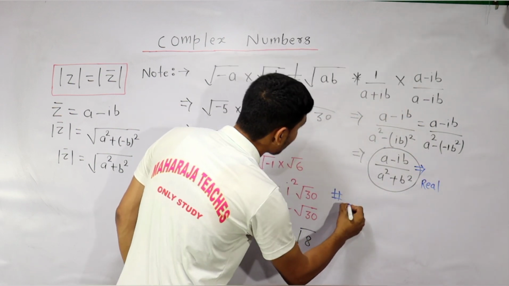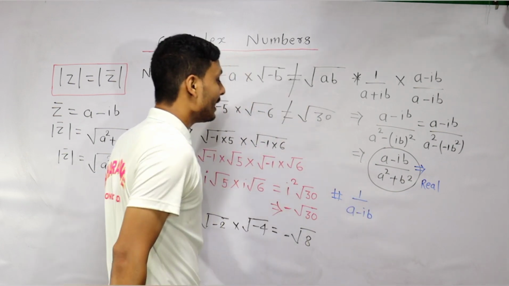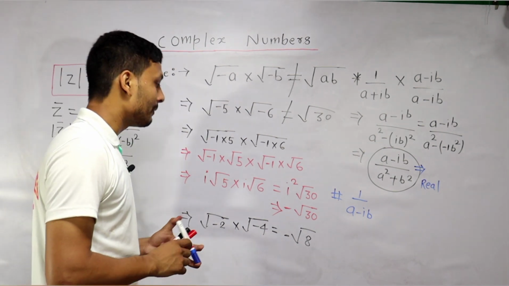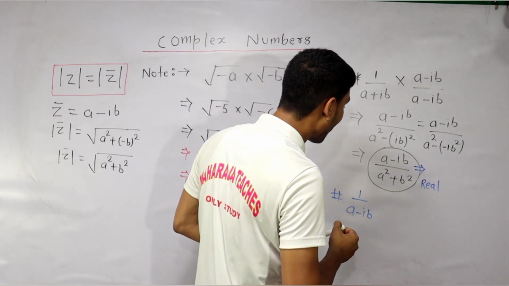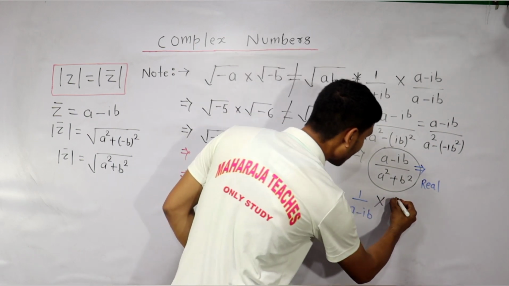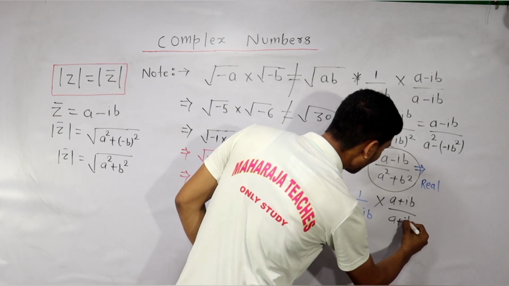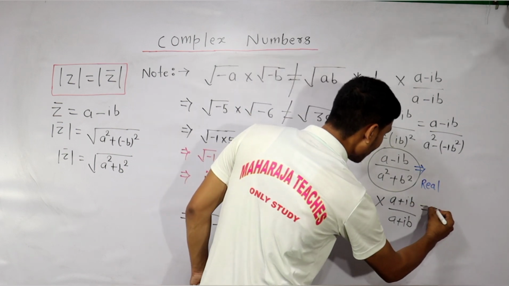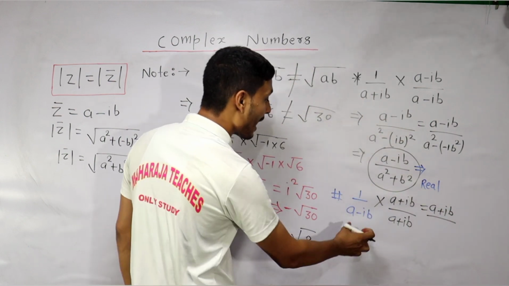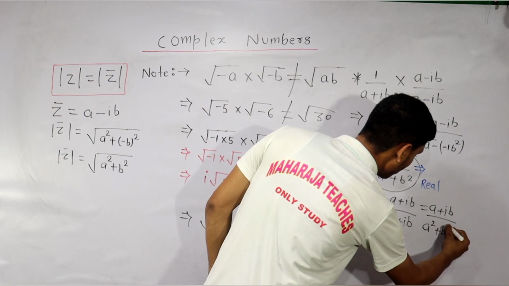Another concept, take an example: 1 upon a minus ib. If given a minus ib, you have to multiply and divide by the conjugate of the given complex number. That means a plus ib in the numerator and a plus ib in the denominator. Thereafter we get a plus ib over a plus b times a minus b, which gives a square plus b square.